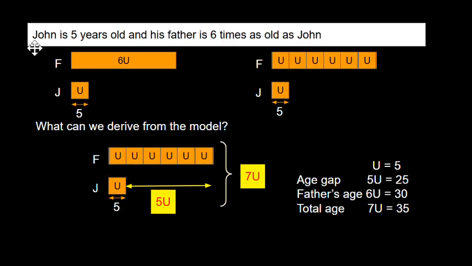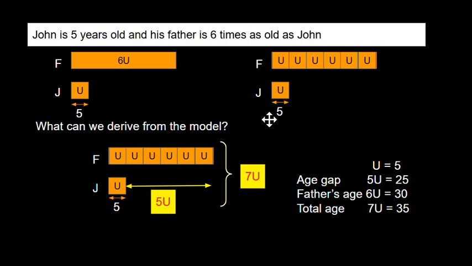Same thing. John is 5 years old and his father is 6 times as old as John. Now you're going to the next step. Instead of giving you the exact age of the father, it tells you that his father is 6 times as old as John. Same thing, you draw father and John. Now John is 1 unit, and you know John is 5 years old. And you know the father is 6 times as old as John, which means the father has to be 6 units. So this is how you represent the model.